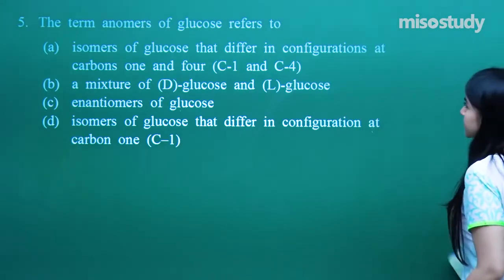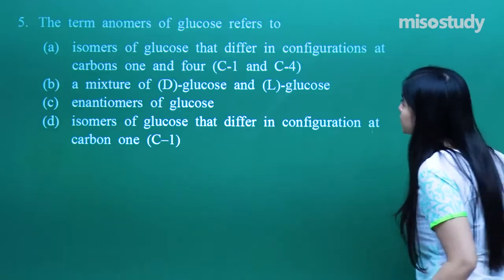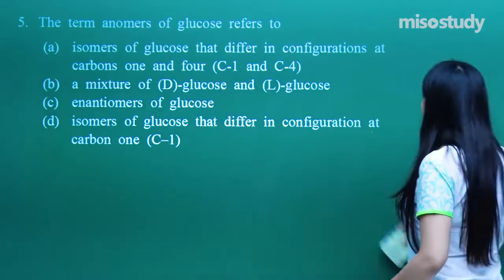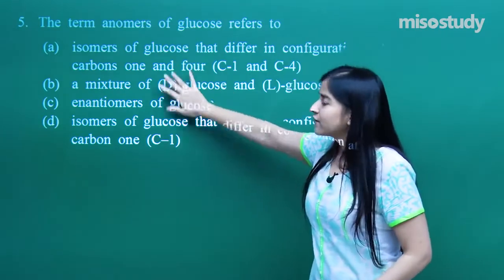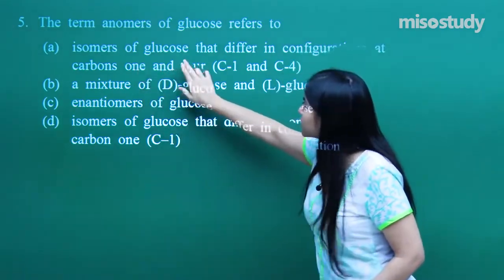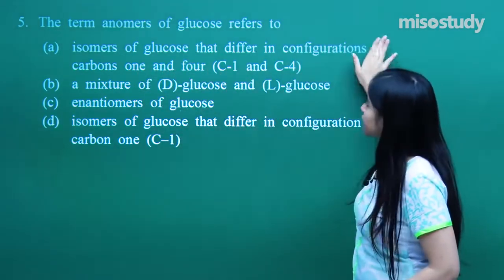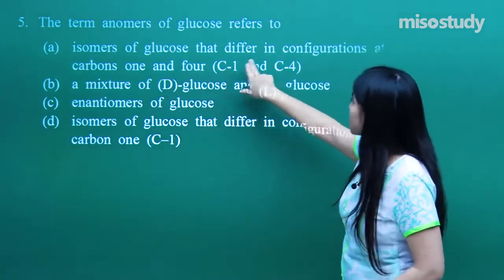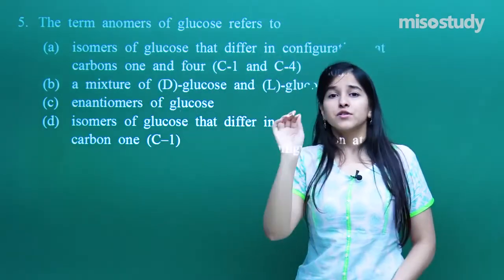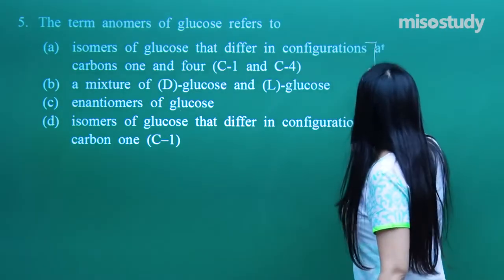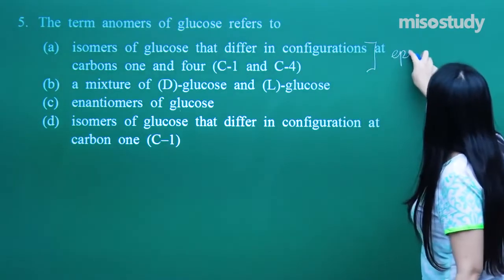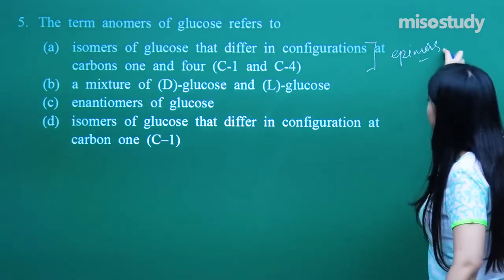So I have got the question: the term anomers of glucose refers to... We all know what anomers are, so let us just have a look at the options. Isomers of glucose that differ in the configurations at carbon 1 and carbon 4. They are asking about carbon 1 and 4. That is not anomers, but this is epimers, if you are able to recall.